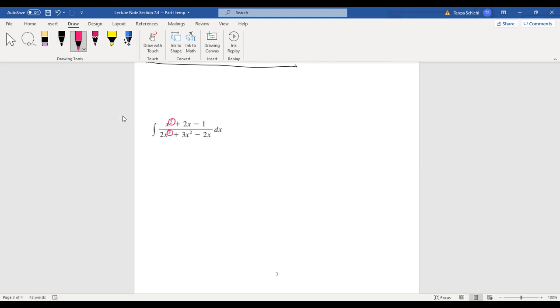So the degree of this one is less than this one, so we don't need to do the long division. Then let's take a look. Can I simplify the denominator here? So this is 2x cubed plus 3x squared minus 2x, right? What I can do is take the x out, can I? Yeah. So this is 2x squared plus 3x minus 2.